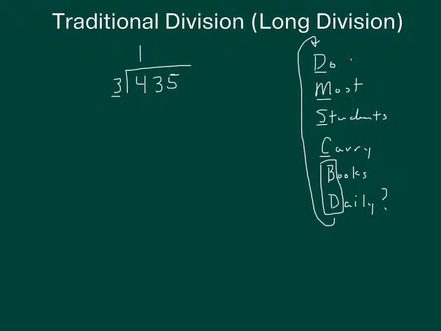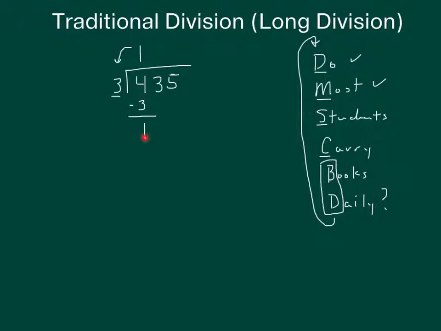So I did my dividing. Now, after I divide, I'm going to multiply. And I always multiply the number that I just put up at the top times the divisor. So 1 times 3 is 3. After I multiply, I'm going to subtract. 4 minus 3 is 1.